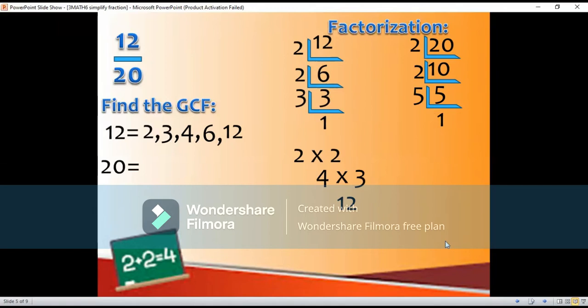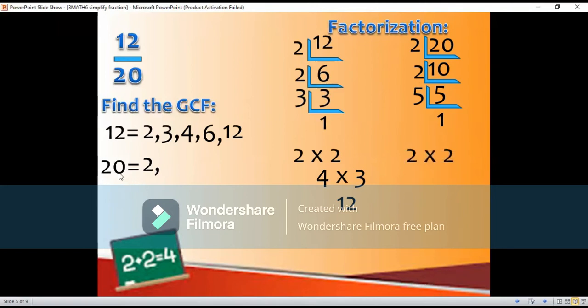If our answer is 1, it is time to end our continuous division. So let us now find and write the factors of 20. We have 2 here, so let us write 2. Just 1, 2. And then 5. But before we proceed to write 5, let us know first if 3 and 4 can divide 20.